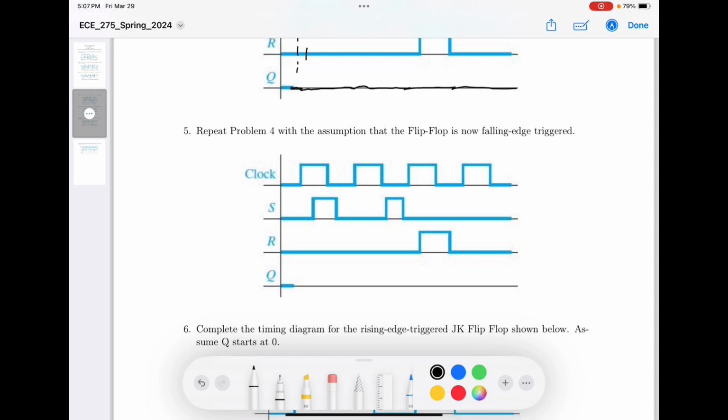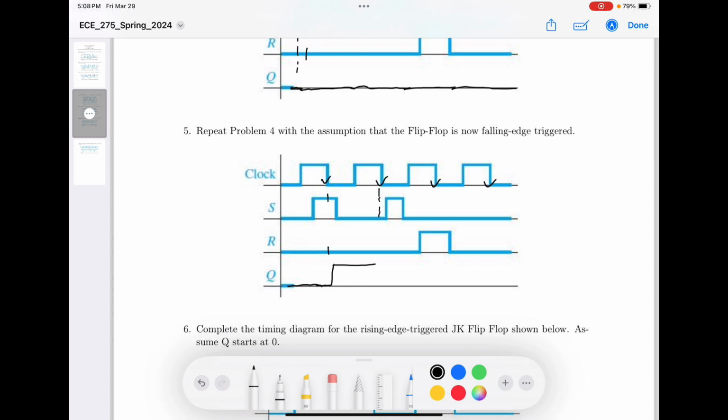Here you are given that repeat problem 4 with the assumption that the flip-flop is now falling edge triggered. So first mark the falling edges. So 1, 2, 3, 4. Initially Q is 0, so we continue to hold the value until the next falling edge. At the next falling edge, S is 1 and R is 0. Remember, that's the set operation. So after a slight delay, your Q goes to 1.